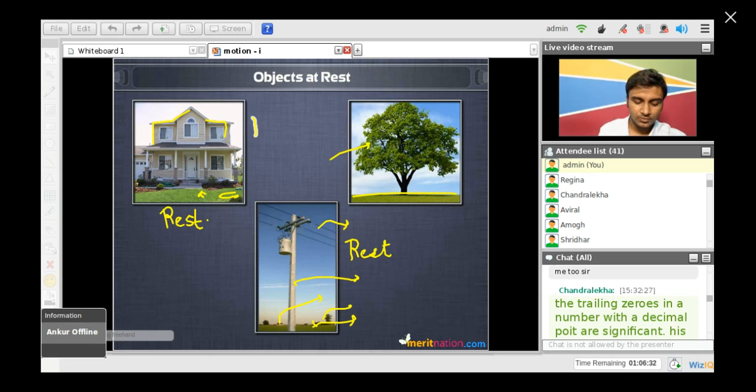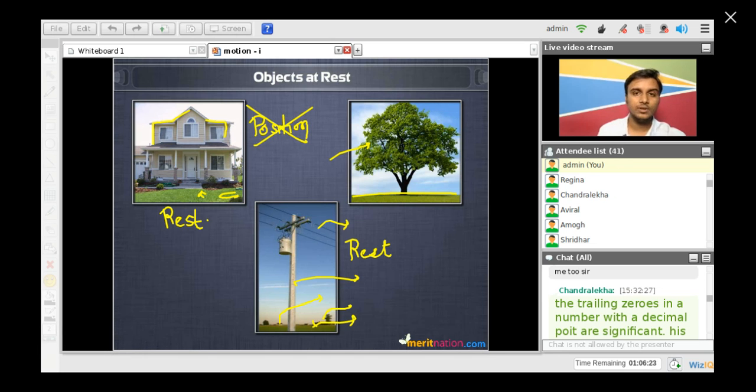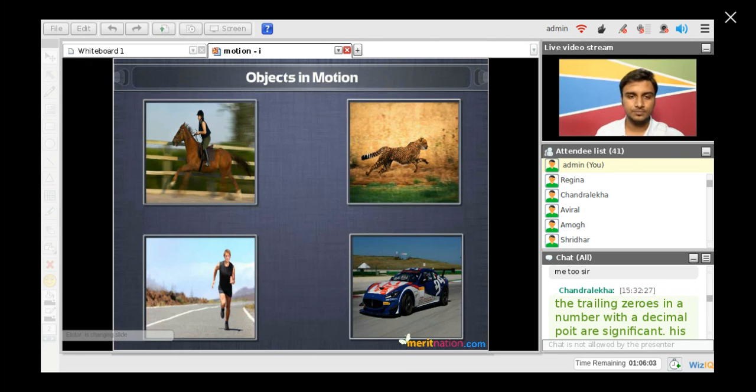So when the position of the object does not change with respect to the surroundings in a particular time interval, then that state is known as rest. So an object is said to be at rest when its position does not change with respect to time. That is the definition of rest. If the object is not at rest, then it is in motion. So what is motion? When the object changes its position with respect to its surroundings in a particular time interval, that state is known as motion.